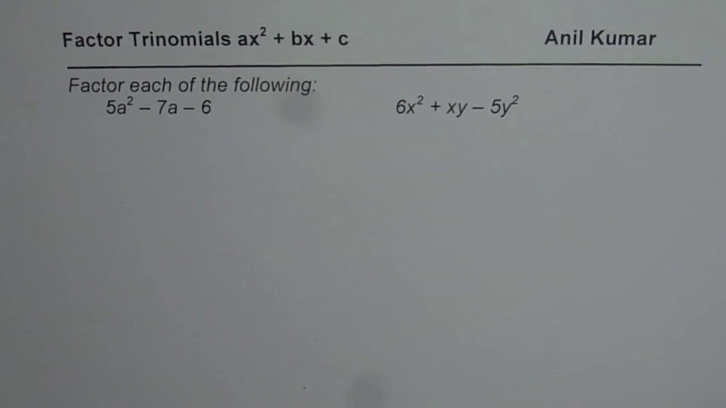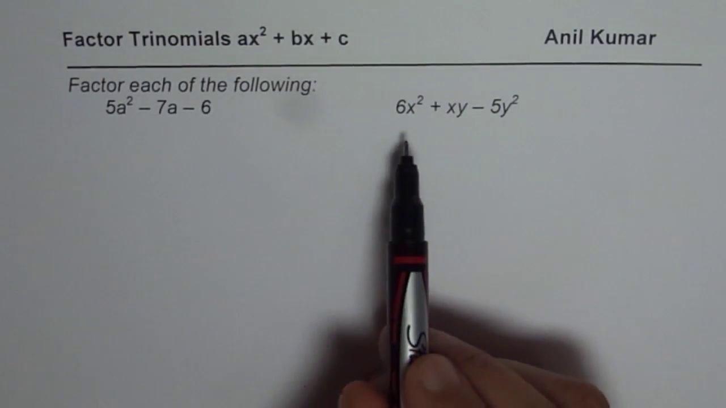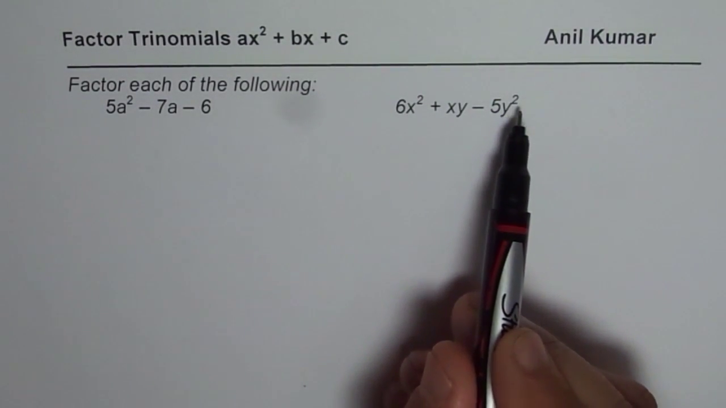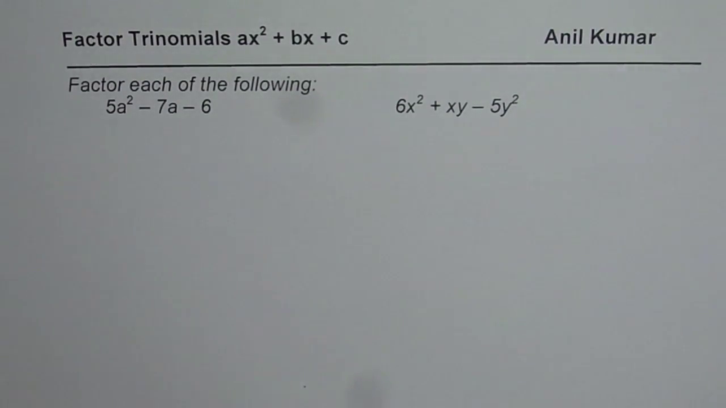I'm Anil Kumar, and now let us practice how to factor trinomials where the leading coefficient is greater than 1. So we have two practice questions here. The first one is 5a squared minus 7a minus 6. The next one is 6x squared plus xy minus 5y squared. So you can pause the video, answer the question, and then look into my suggestion.